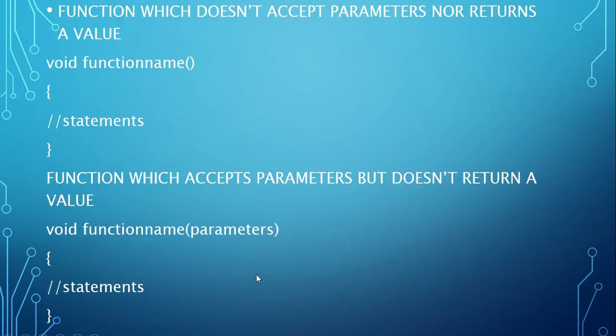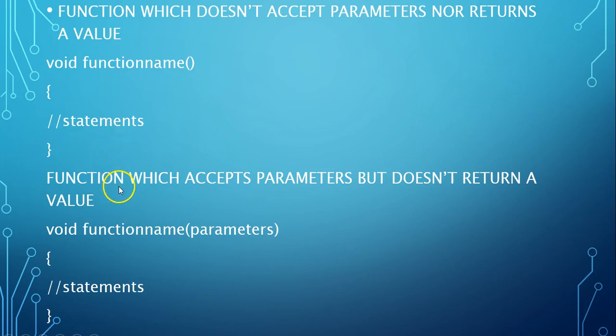So let us see first of all the syntax for writing all four functions. The first is a function which doesn't accept parameters nor return a value. Whenever a function is not returning any value, we write the return type as void. Then we write the function name and put empty brackets because no parameters are being passed here. The function statements are enclosed within curly brackets, and here we write our function statements.